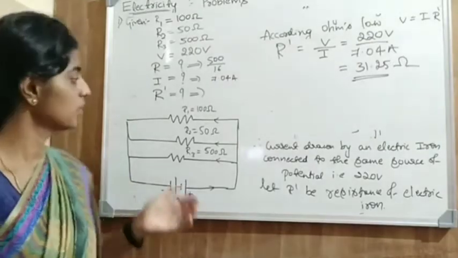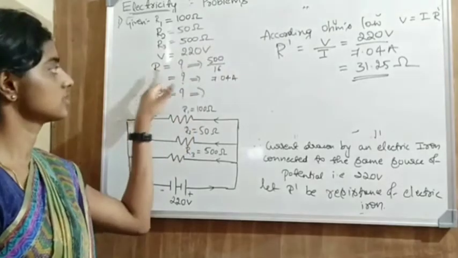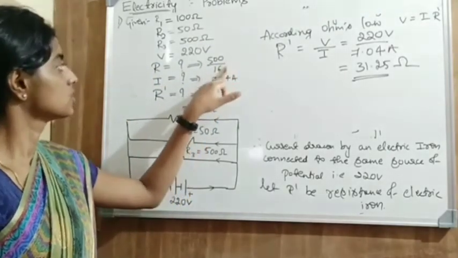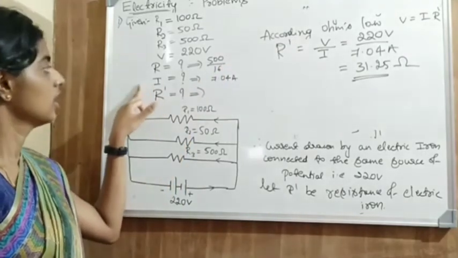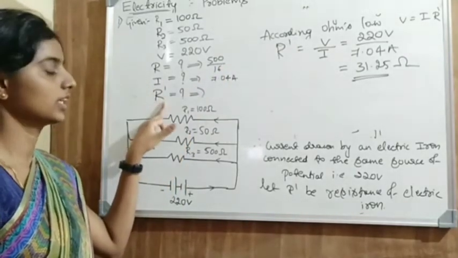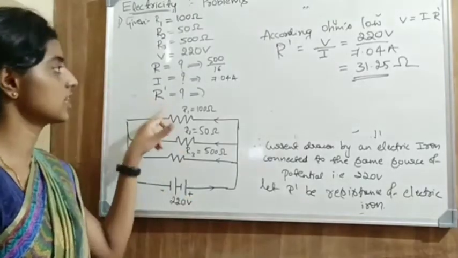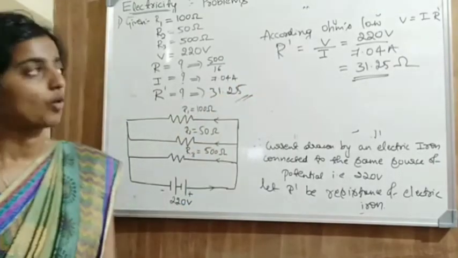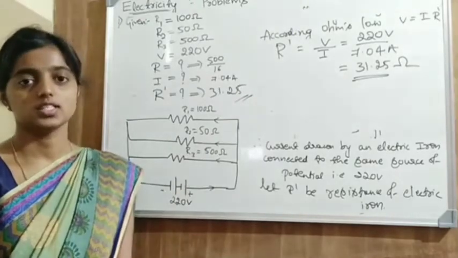Solve step by step. First we calculated using these three resistors, the resistance that we got, 500 by 16. Then using this R we calculated current, right? After calculating current we calculated resistance of an electric iron, that is R dash, 31.25. Problem looks a little complicated, but it's very easy.